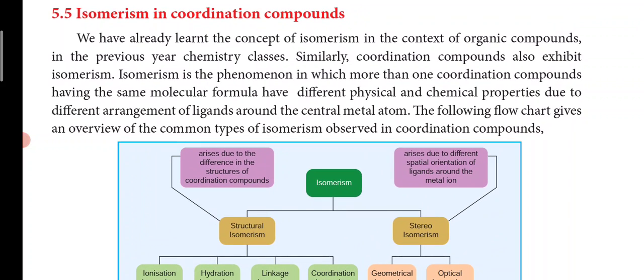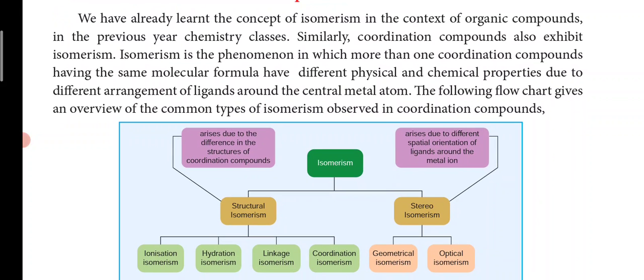Today we are going to see isomerism in coordination compounds. Isomerism means same molecular formula but different structural formula. You would have studied this in organic chemistry with organic compounds. Here coordination compounds also have this isomerism. We have already learnt the concept of isomerism in the context of organic chemistry in the previous year's classes. Similarly, coordination compounds also exhibit isomerism.